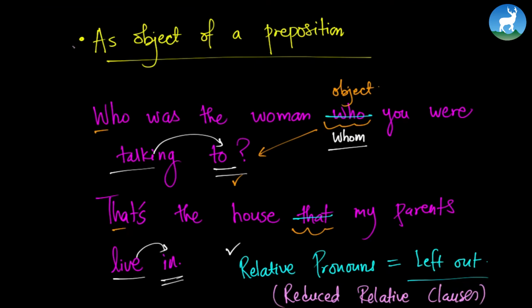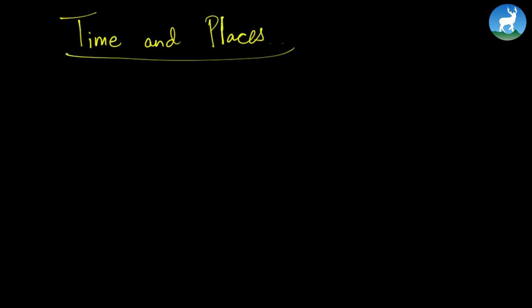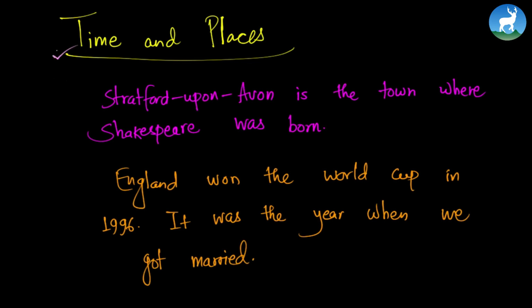Let's go on studying some other uses of relative clauses. We are now going to talk about times and places. We'll understand how relative clauses are used when we talk about times and places. The first one is, we also use when with times and where with places to make it clear which time or place we are talking about. If you study the first example, Stratford-upon-Avon is the town where Shakespeare was born.